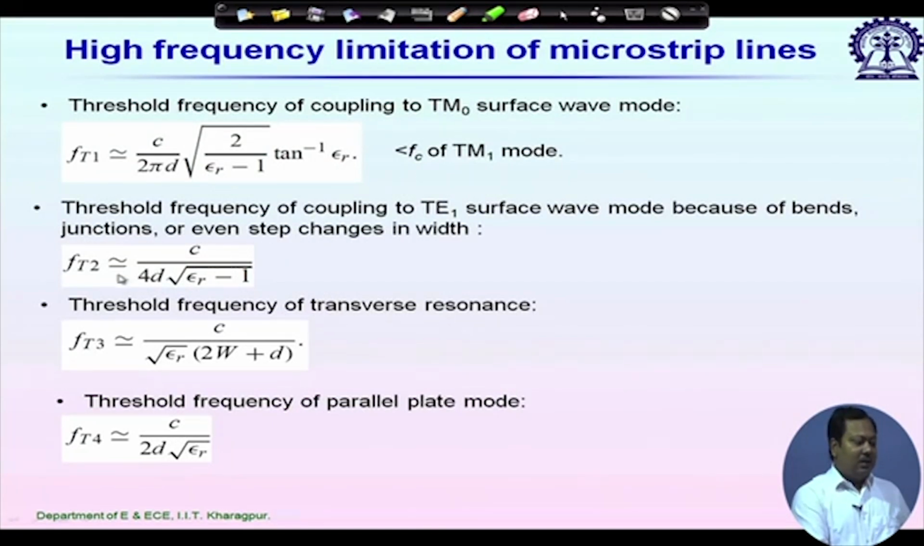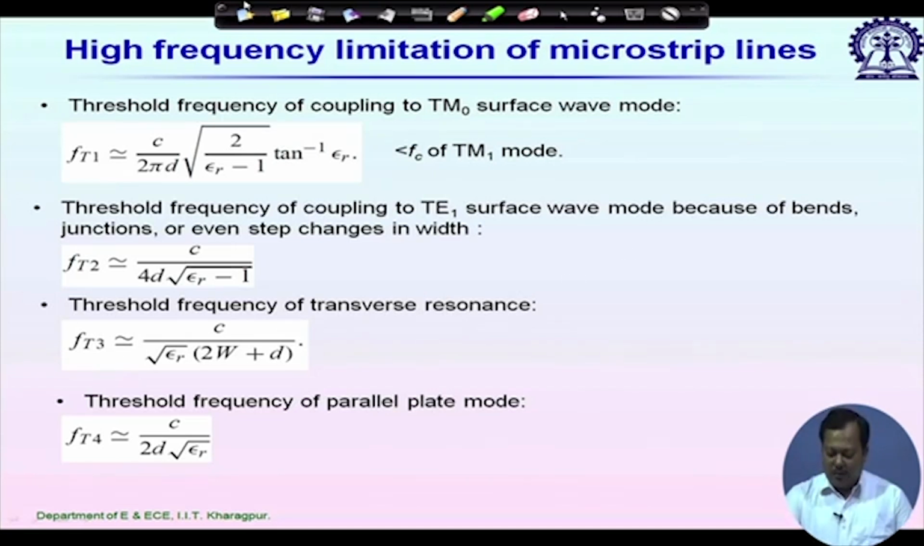So, in this equation Ft2 comes from the cutoff frequency of TE1 mode, and which is given as Ft2 nearly equal to c by 4d square root of epsilon r minus 1. So, for a given substrate, again we can calculate what is the Ft2 we are expecting for a microstrip line in that substrate. Next, threshold frequency of transverse resonance. So, let me first explain what is transverse resonance, then I will come to the threshold frequency.